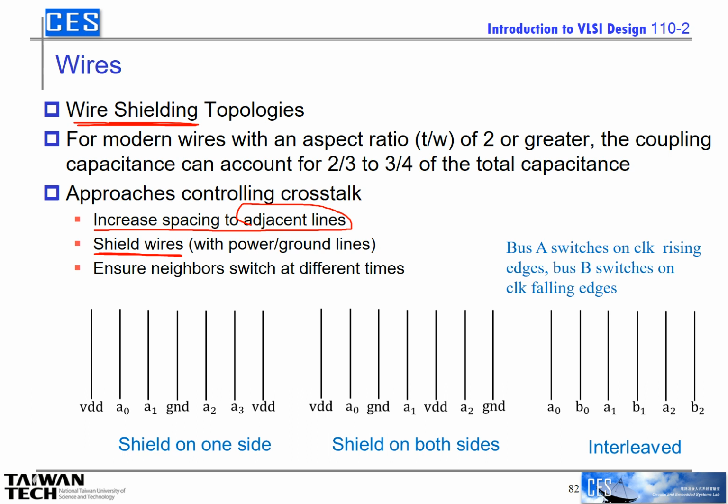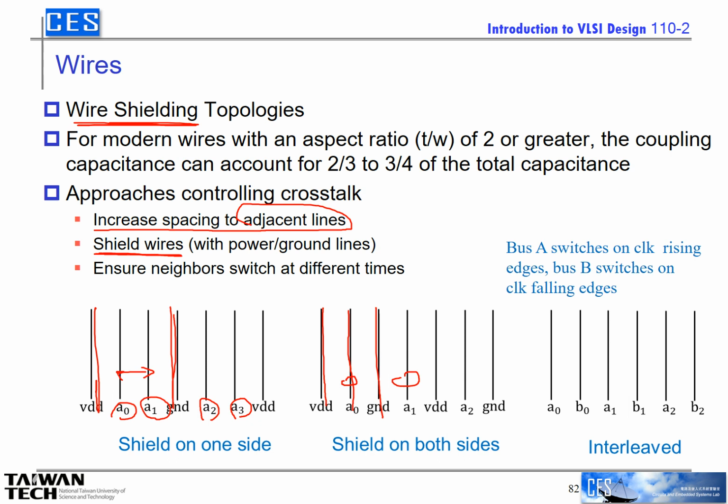So for example, in this diagram we show A0, A1, A2, and A3 are wires, okay? So we can shield on one side. For example, on one side of the A0, A1 is VDD, another side is ground, and then you still have crosstalk between A0 and A1, right? And we can also shield on both sides. For example, this is the wire, and on both sides will be VDD and the ground, so you reduce the crosstalk between A0 and A1, okay?